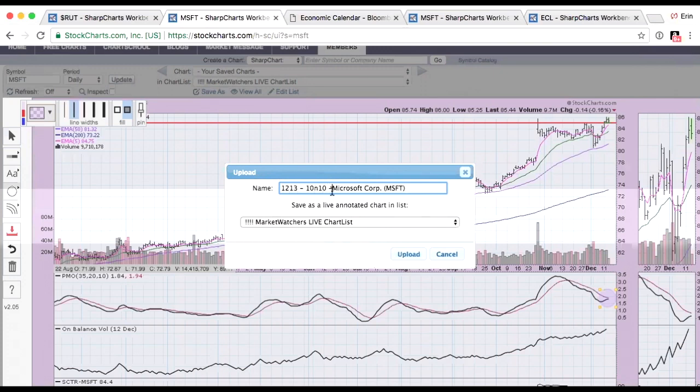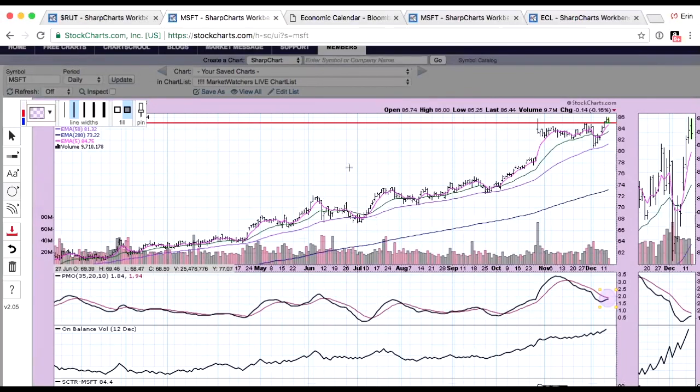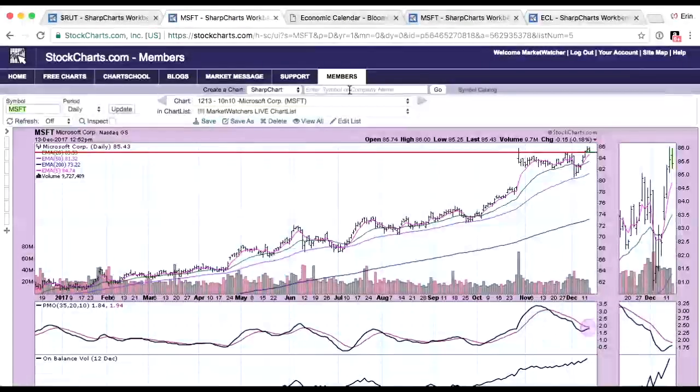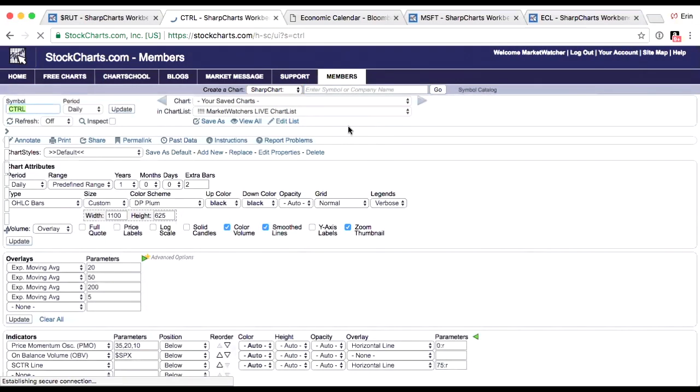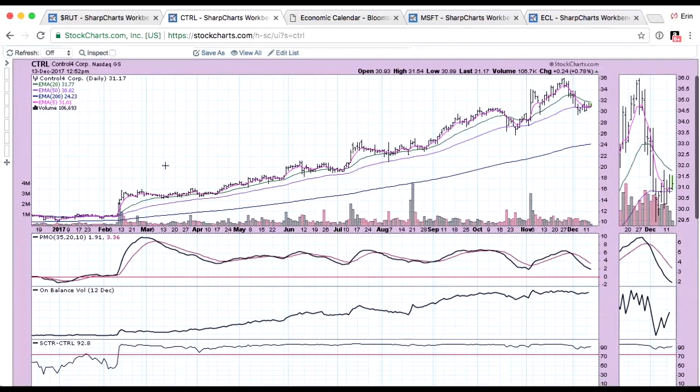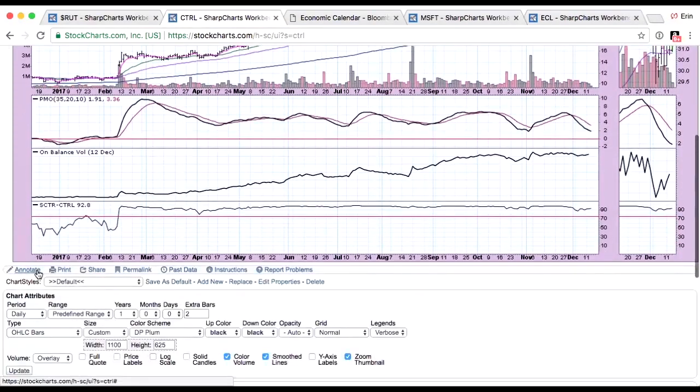All right, that way I'll have it all ready to add to the chart list. So we're going directly in there. Okay, so what would be my next symbol? All right, how about control, CTRL? Okay. That'd be staying in the tech space. Yeah, okay. No problem.